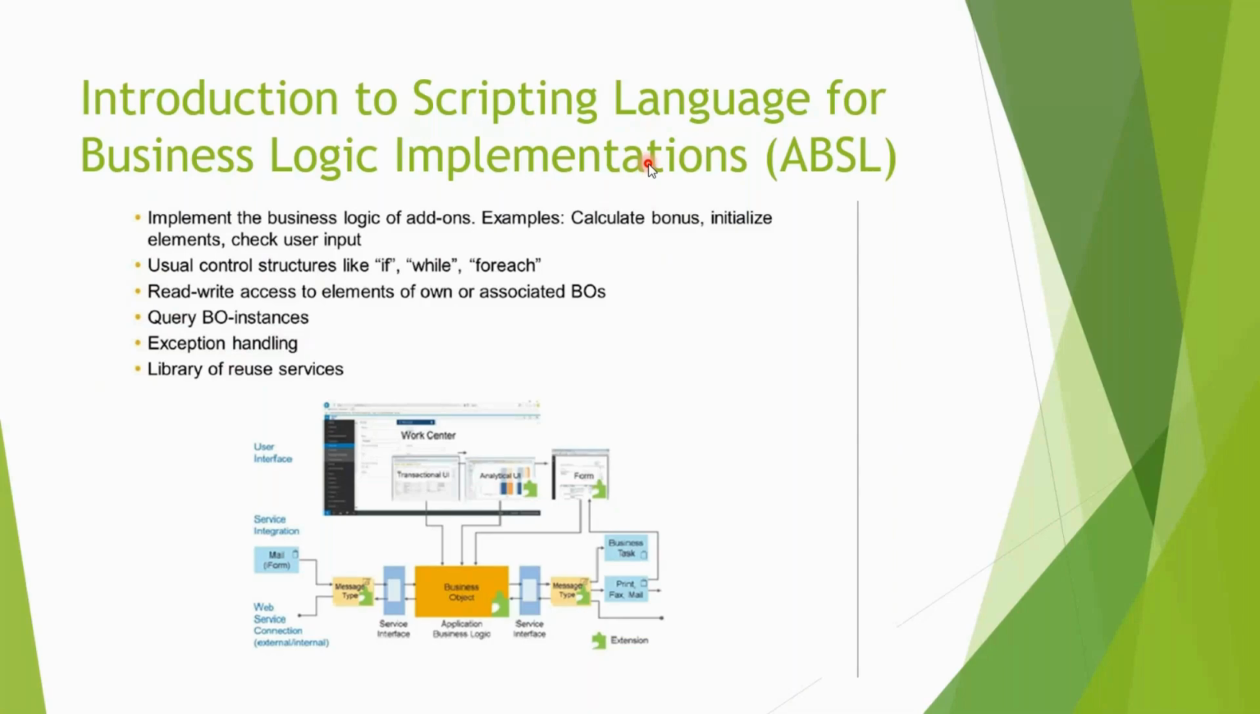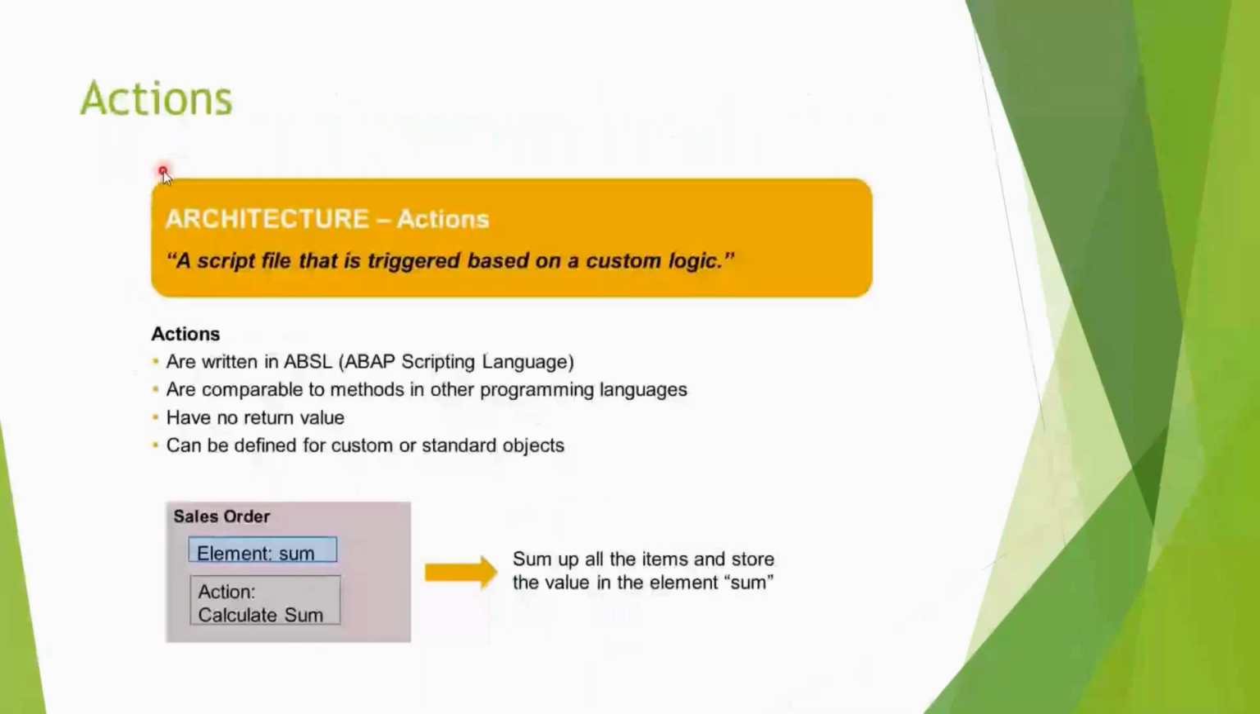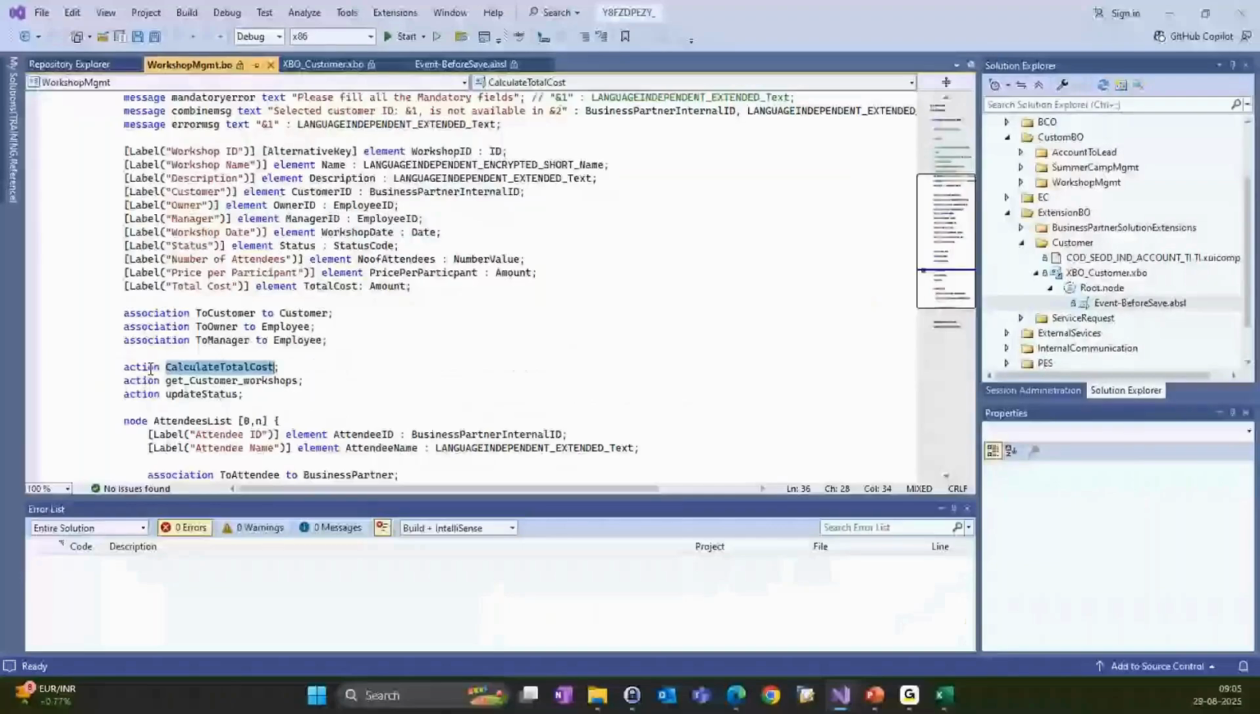Okay. So we can define actions in the business object. This is a custom thing which we are defining. Let's say in the workshop management, we have one action like calculate total price. This is a script file. If you want to create a custom script file, we can define it as an action. So, workshop management. Yeah, here.